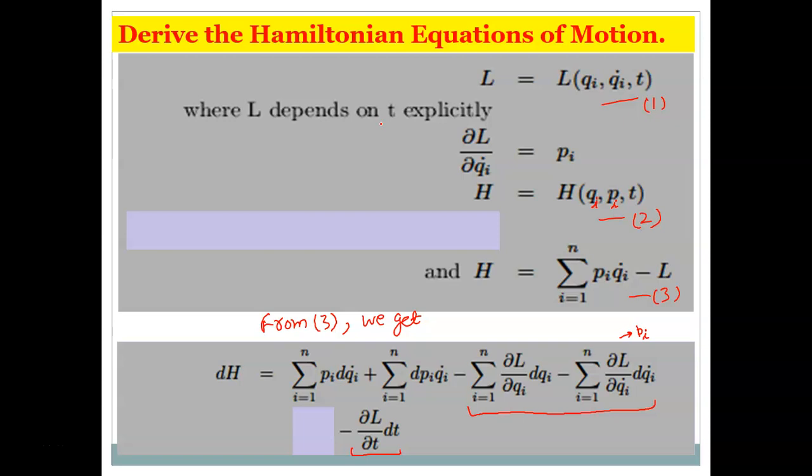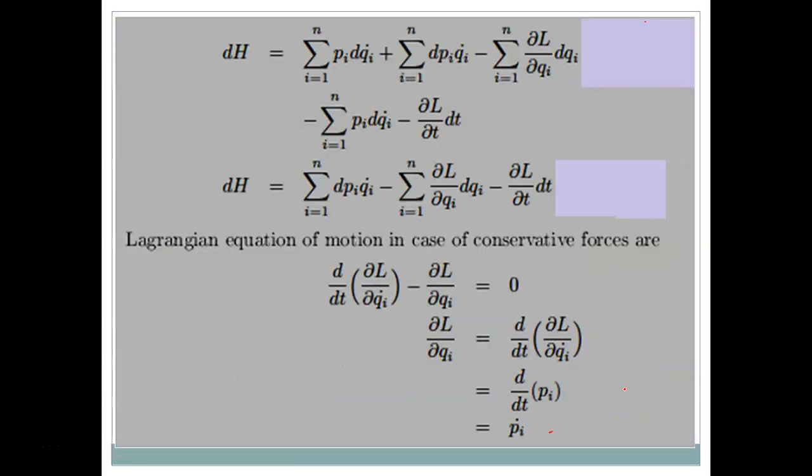Why? Because you know del L by del qi dot is pi. That is why we are writing here pi dqi dot in place of that. So now we have dH equal to this quantity. Further, this quantity is positive and this is negative. These are the same, so we can strike out these two quantities. Now we are left with dpi qi dot minus del L by del qi dqi minus del L by del t dt. This is the value of dH.